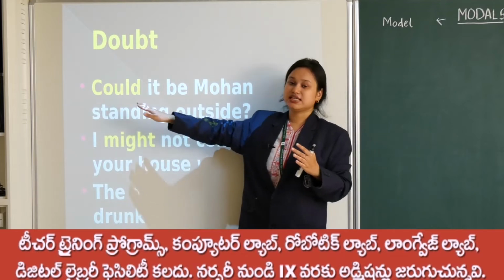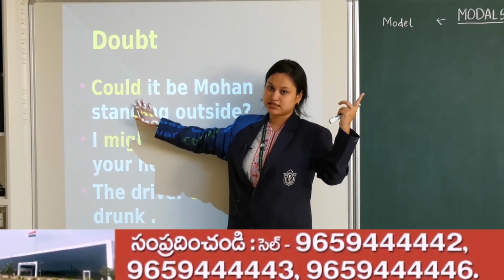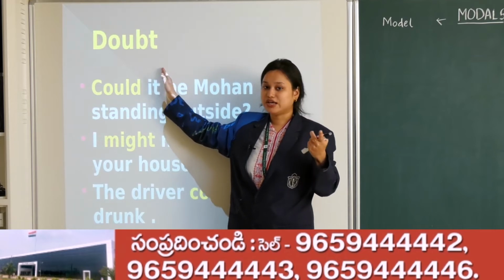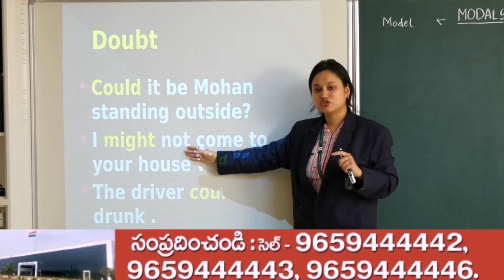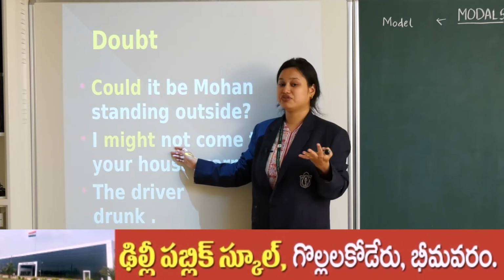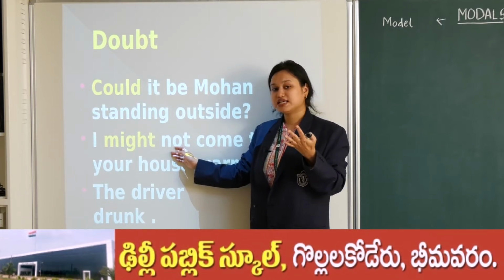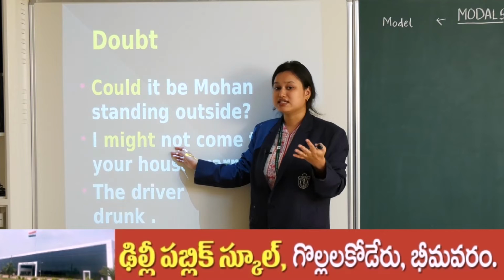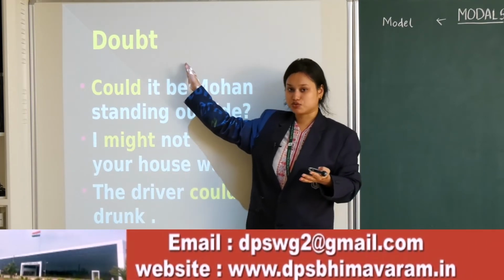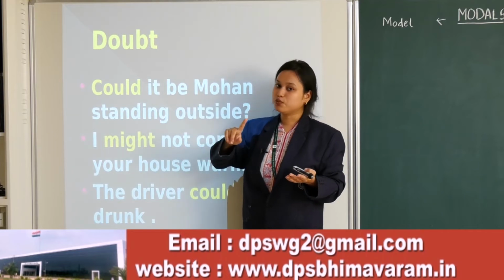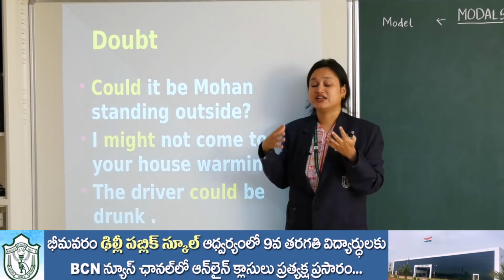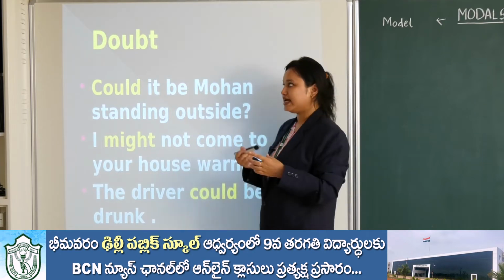Okay, so you see could, how it was used in the ability part, and now how it is used in the doubt part. I hope this is clear. Might also, might we use for possibility. It might rain tonight, it might rain today. Okay, so what I am saying, it might rain tonight, that means possibility. But here I am using might for doubt. So the one word I can use in different sentences conveying different meanings, right? I hope this is clear.